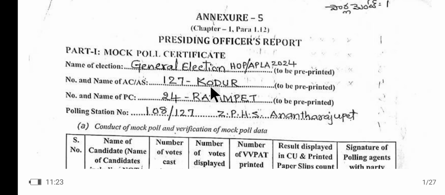Now the second one, number and name of the assembly constituency or assembly segment. So here whatever allotted a respective constituency name and number should be written here. The next column is number and name of the PC. So here PC stands for parliamentary constituency. The next column is polling station number and polling station name.